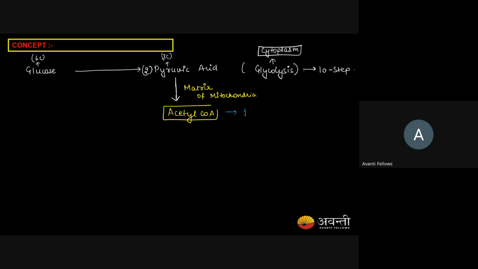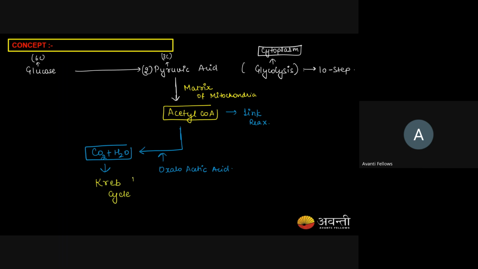This reaction is known as the conversion of pyruvic acid into acetyl CoA. This reaction is known as the link reaction. After converting into acetyl CoA, it will combine with a molecule of oxaloacetic acid, and then it will create CO2 plus H2. This is known as which step? Krebs cycle. Very good. Krebs cycle.